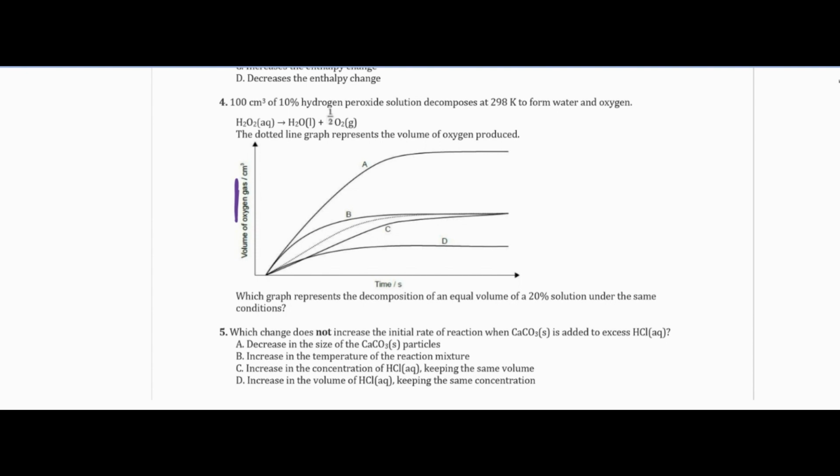Even though it's the same volume, because it's more concentrated, we can't be ending up at the same point. So it won't be B or C. D is even lower, so that's out, which leaves us with A, 4A.